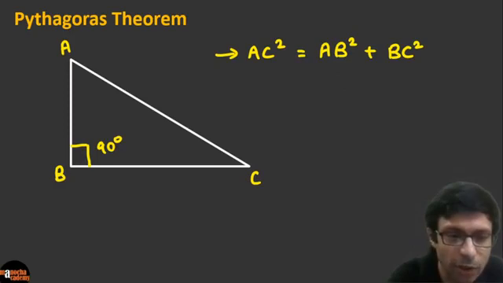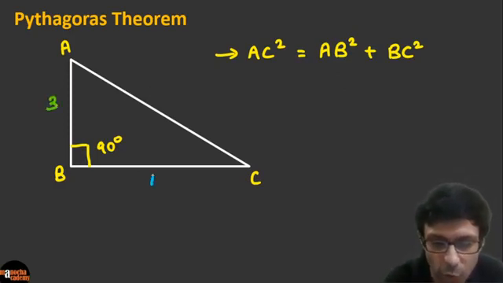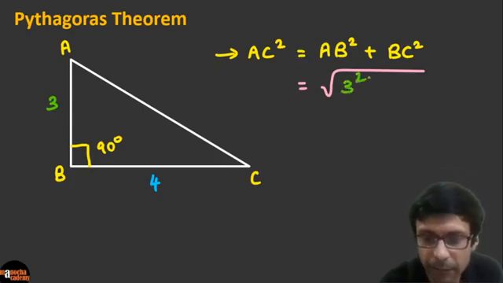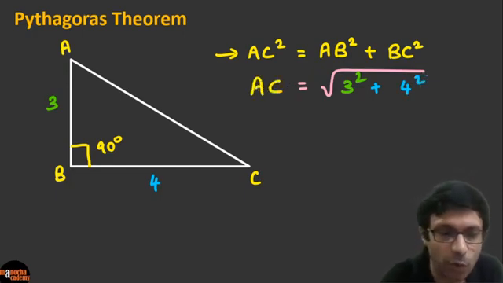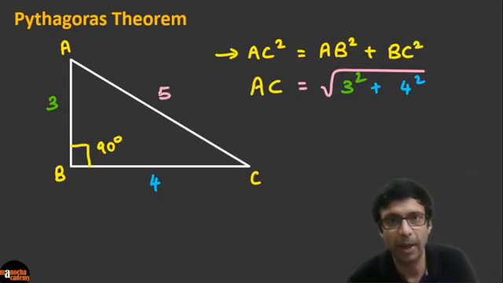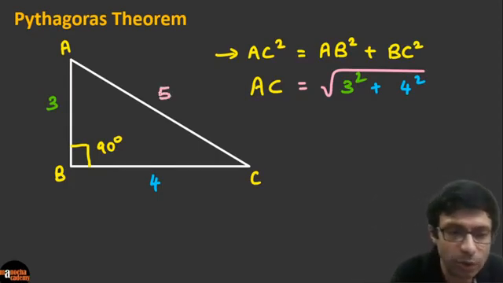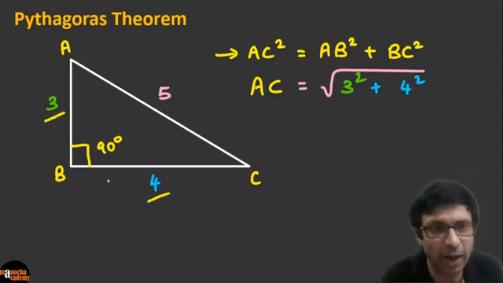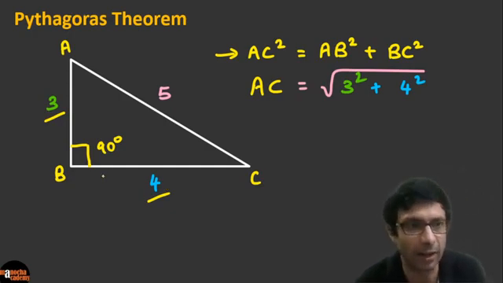So if I take some values here for you, let's say this is 3, this is 4, then AC square is going to be equal to 3 square plus 4 square, right? So AC is going to be the square root of this, and if you work it out, it's going to turn out to be 5, right guys? So you know this basic of Pythagoras theorem. If you're given two sides, like we were given these two sides, 3 and 4, in a right angle triangle, we can easily find the other side.